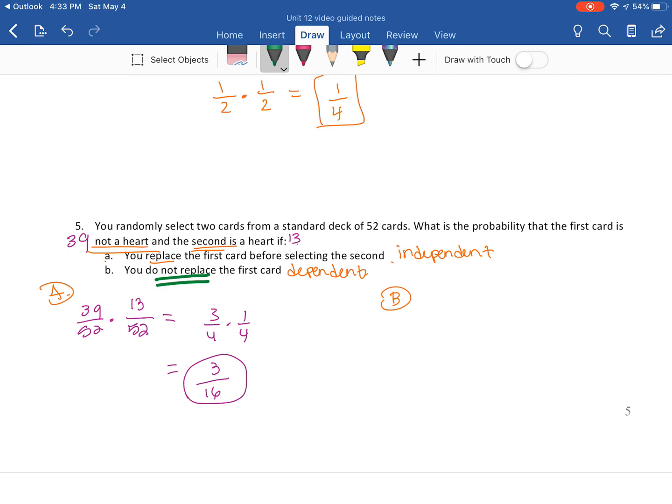What about if we do not replace that first card? Well, the original probability stays the same. We have 39 cards that are not hearts out of 52 cards total. But since we took one out and we did not replace it, when we're calculating the probability of event B, we only have 51 cards to choose from. But since the first card we picked out was not a heart, we have 13 cards in there that are hearts. When we multiply these together and simplify, we should have a final probability of 13 out of 68.